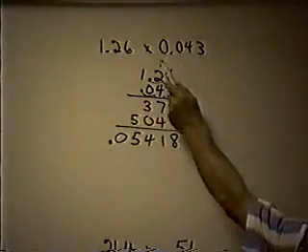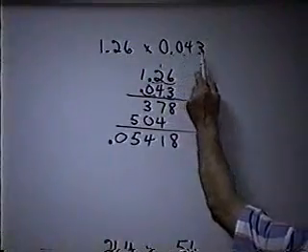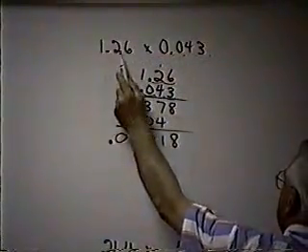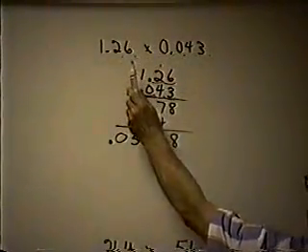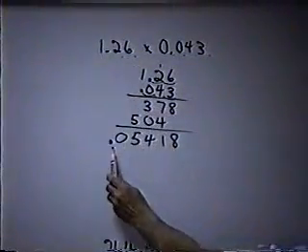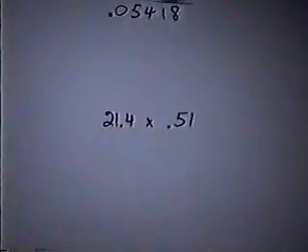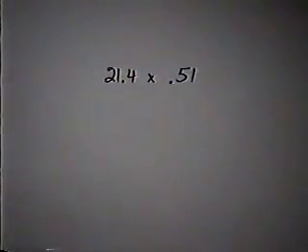So when you multiply, you simply count up how many decimal places this one has, how many decimal places this one has to make it a whole number. And you add those, and that tells you how many places to count on your final answer. All right, so let's take a couple more examples. Next example is 21.4 times 0.51.